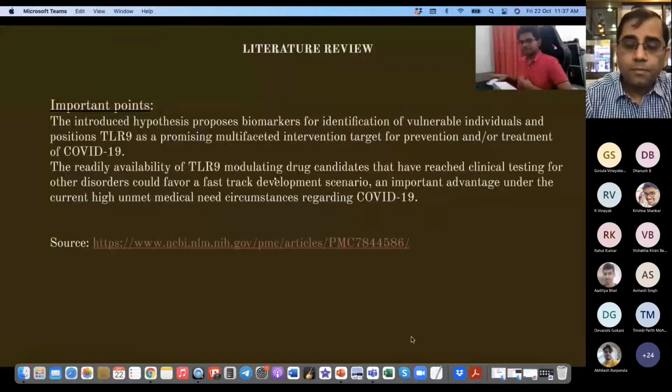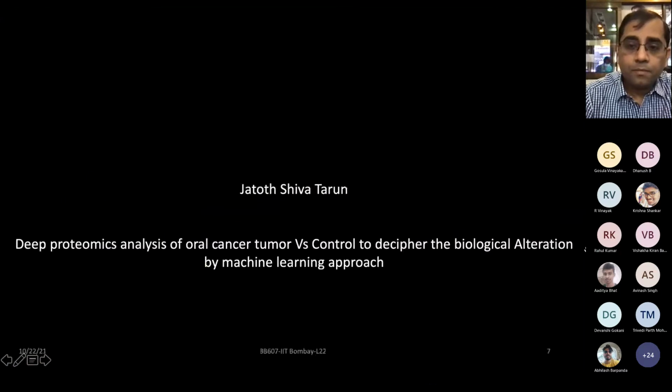Sir, do you want to add anything or say anything on this point? I looked at some proteins, and they had some correlation with COVID. One of them was a calcium and zinc binding protein, and it played some role in the inflammatory and immune response. So it had some role in COVID. All right, thank you, Vinayak.